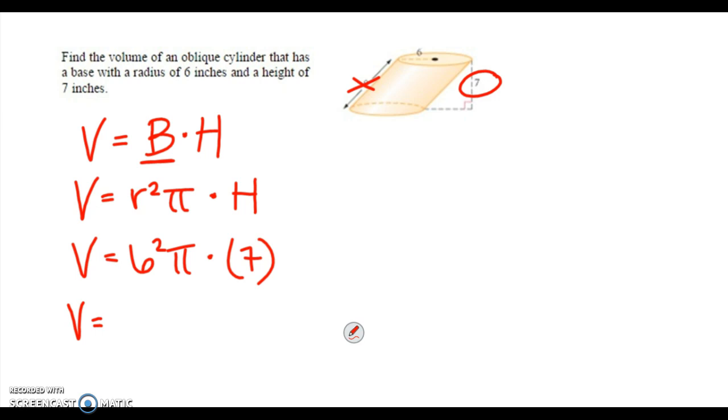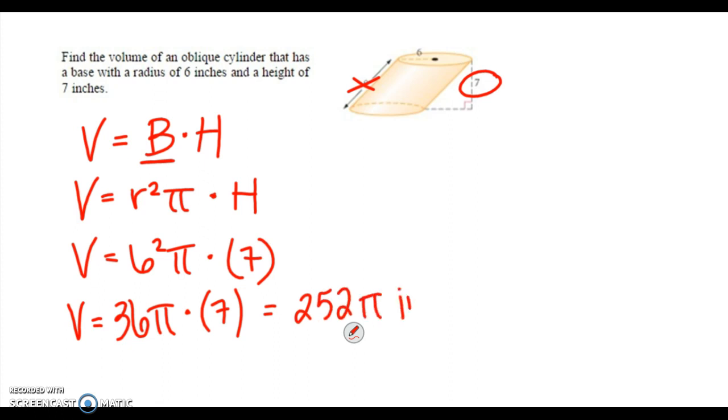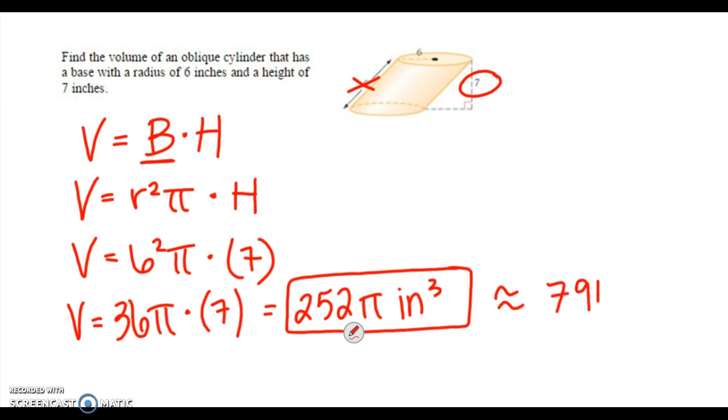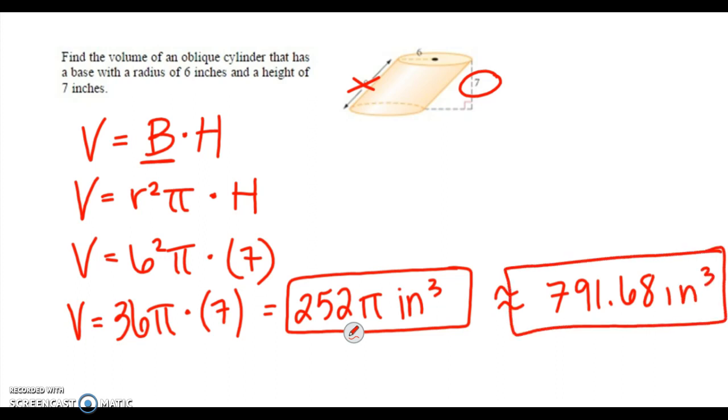So if we do 6 squared, I get 36 pi, and then I'm timesing by my 7, so I'm going to take 36 times 7, and I get 252 pi. And we're talking inches cubed, so this would be an exact answer, but if you are approximating it, you would get 791.68 inches cubed. Okay, so either answer, since it didn't specify, make sure you always read the directions.